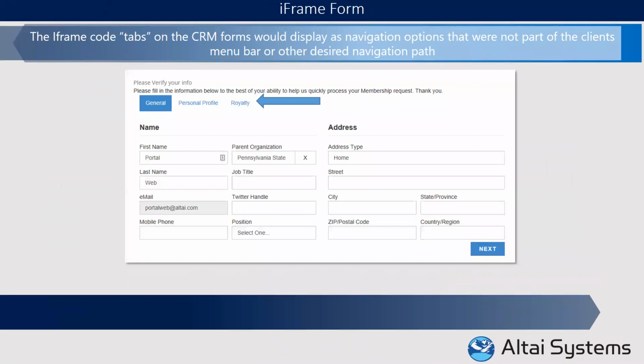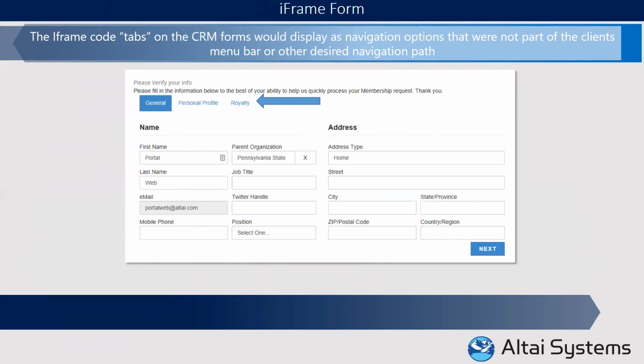All right, so this is a screenshot of our old iframe form. I said tab because this is a screenshot of what the old form looked like. And one of the biggest changes we've made to CRM is how the forms are displayed in the portal. In the iframe code, the tabs in CRM forms, so there's groupings, you had general, personal, profile, loyalty, which you see up there. Those were tabs on the CRM forms.